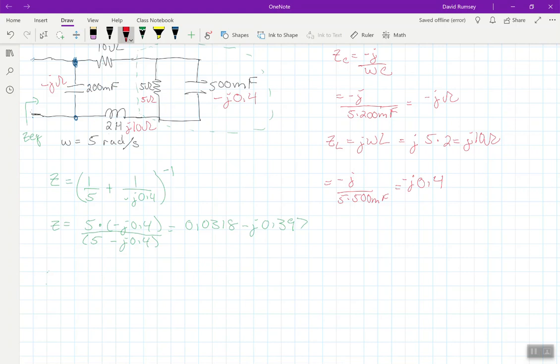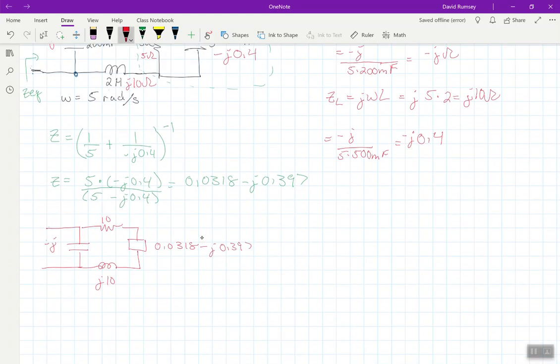So let's go ahead and redraw the circuit. I have this as negative j10, and I'm just going to put a little box here. And this is j10. And then inside this box is 0.0318 minus j0.397. And now all of these components here, let's use a different color, are absolutely in series. And so I can add all of those up.